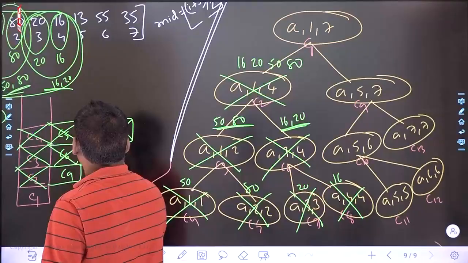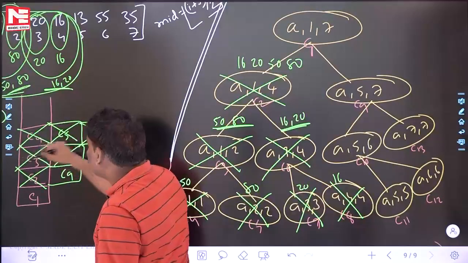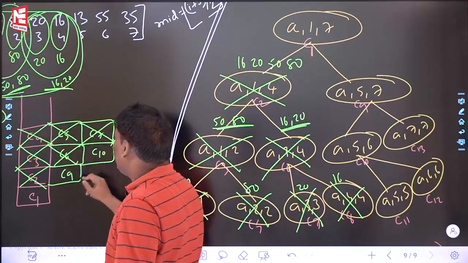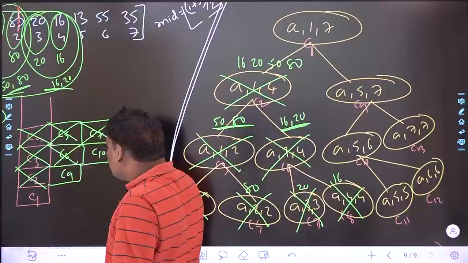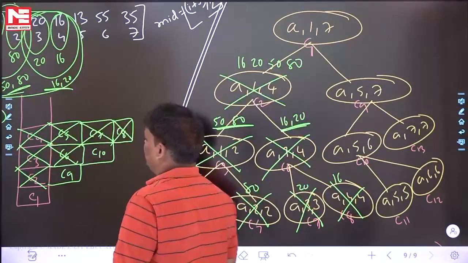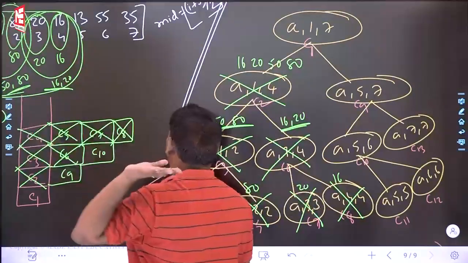Who is required? C10. Try to remember, parent and child differ by one level. All siblings will be in the same level. After parent, child will come. So, parent level is 2, assume. Child level is 3. Like that. Parent and child differ by one level. Siblings will be in the same level.